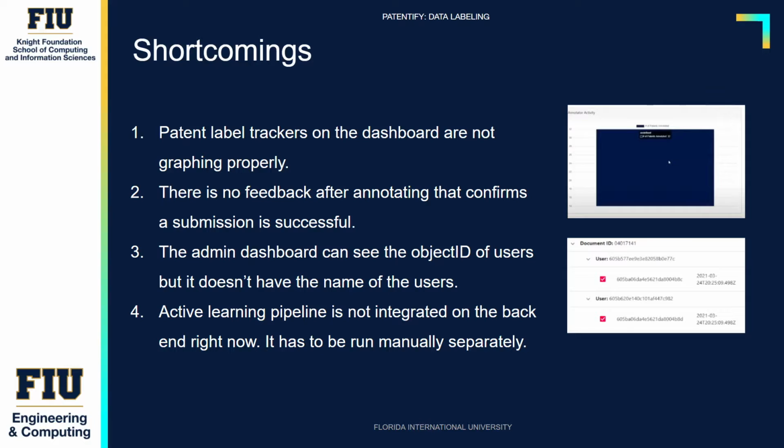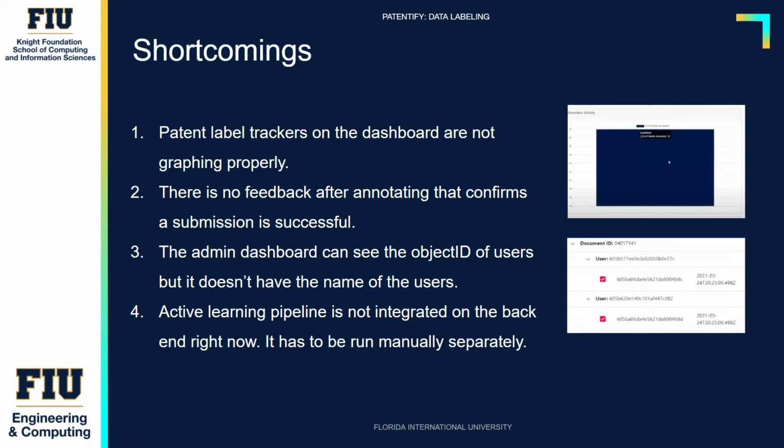Number three, the admin dashboard can see the object ID of users, but it doesn't have the name of the users. This is a bit of an issue for the admins because object IDs are useful to identify users in the backend through their object ID. However, admins should be able to see usernames as well, and we hope to implement that so that the admins have an easier time identifying users without having to go through the entire object ID and looking at specific characters.